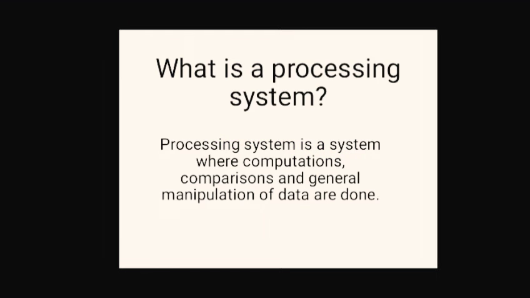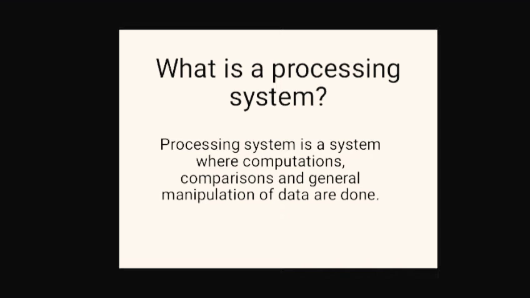What is a processing system? A processing system is a system where computations, comparisons, and general manipulation of data are done. This refers to a computer system, because it is our computer system that we will input our data into. When you get your data, you have to input it inside the processing system, and the main operation carried out by the processing system is to compute, to manipulate, to compare, and give out information from that data.